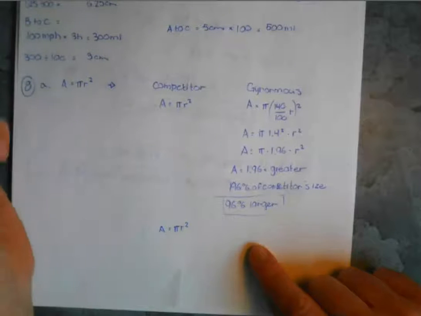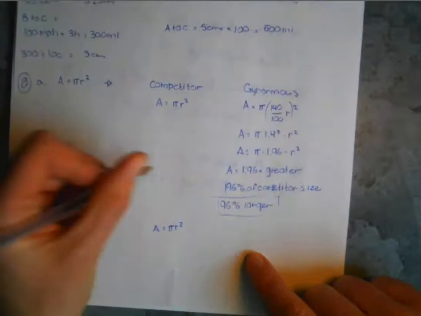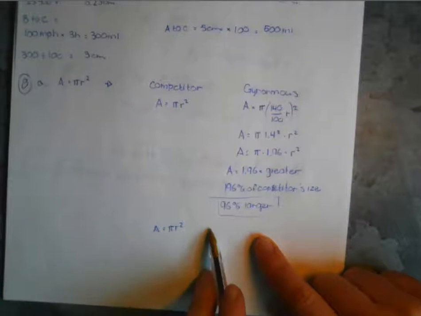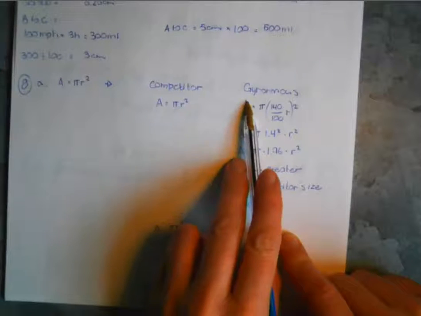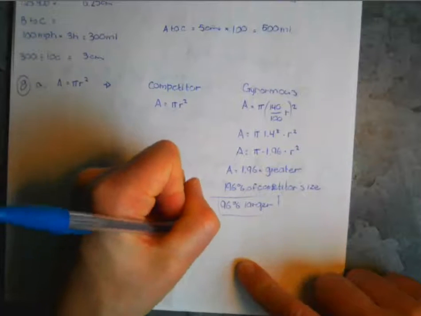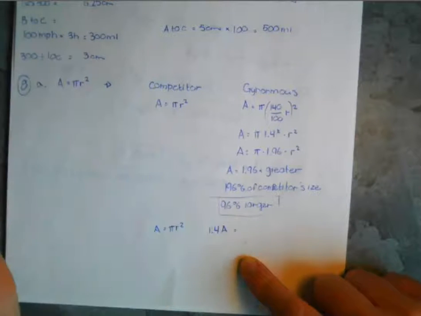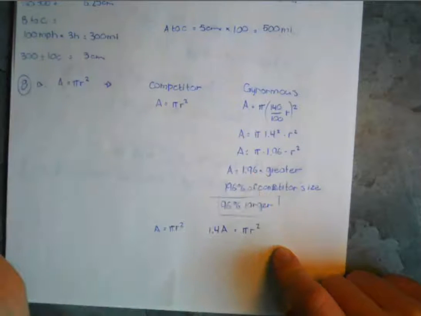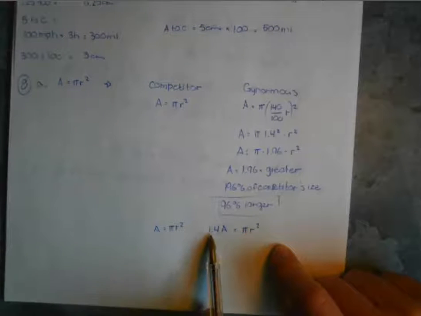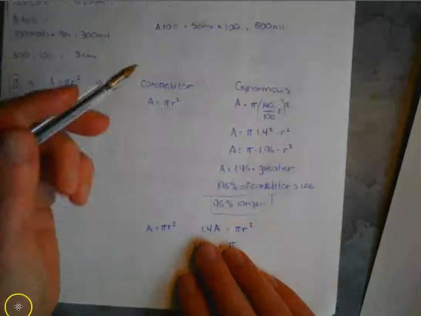And if the diameter is 40% greater, or wait, hold on a second. Sorry, if the area is 40% greater now. So now what we're saying is this area is 1.4 times as great, right? 140%. So 1.4 times the area is equal to pi times radius squared. And what we want to solve for is how this value is going to affect the radius squared.